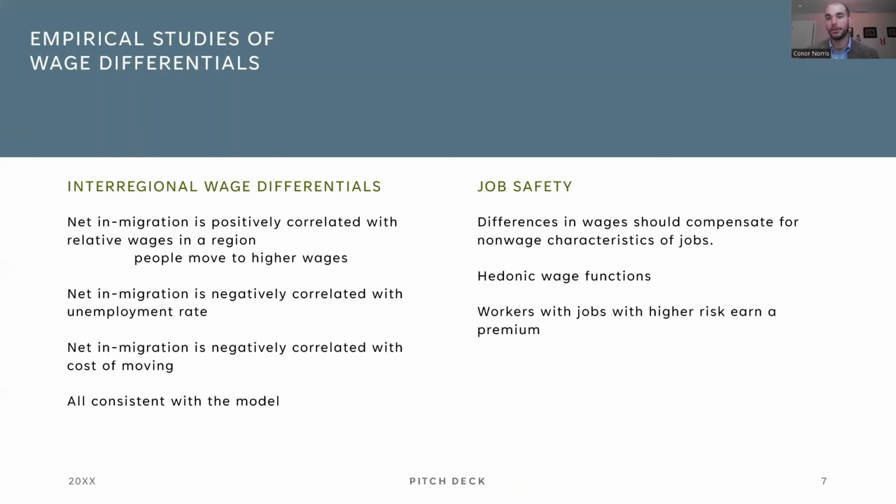Now, hedonic wage functions are basically the assumption that employees maximize their utility in job selection, as outlined by the labor market. So basically, what that means in normal language is that the more undesirable a job is, the higher wages employees are going to need to be compensated for working at that company. And what we tend to find is that workers in jobs with a higher risk of injury or death earn a premium over similar jobs without that high risk of injury or death.